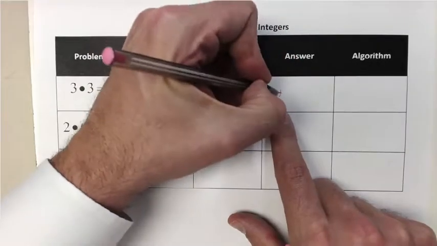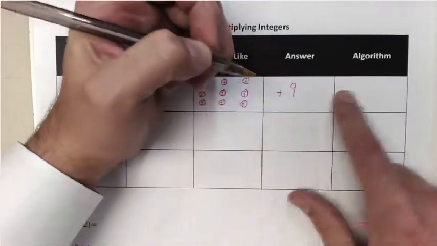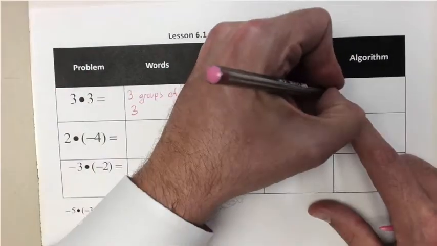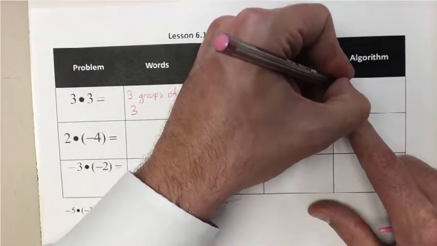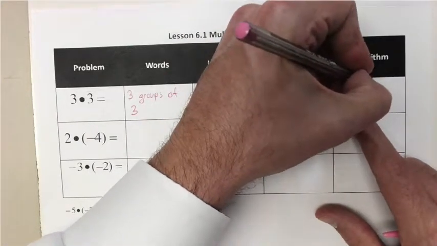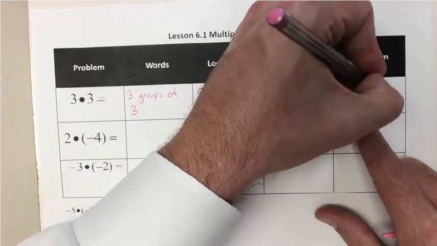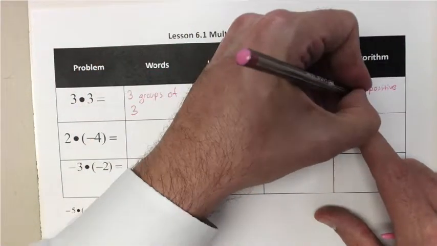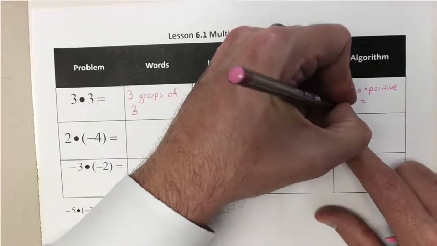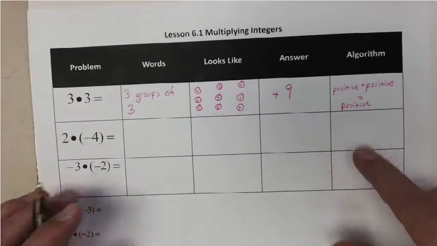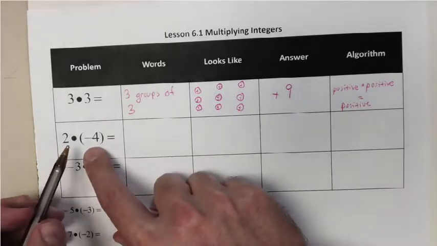That's a positive 9. And so our algorithm, or our paper and pencil trick, is when you have a positive times a positive, the answer is going to equal a positive. Alright, we're used to that one. Now let's look at something new.